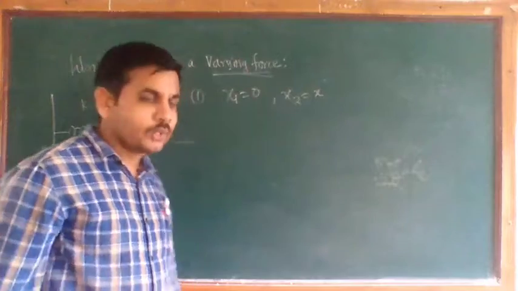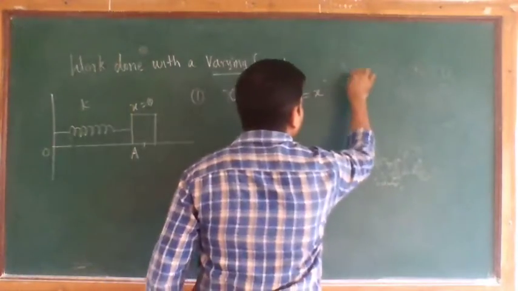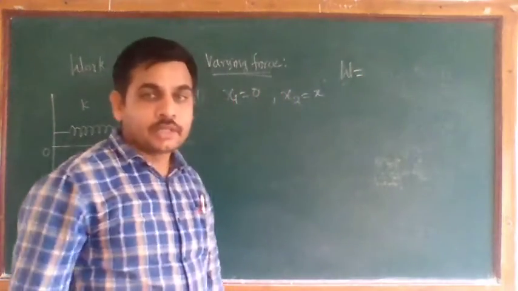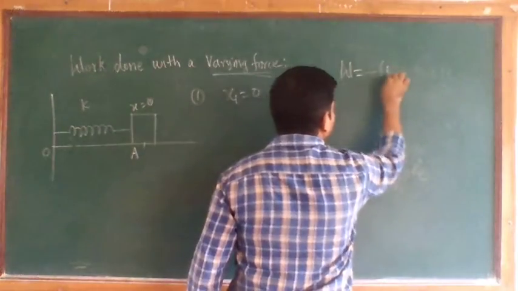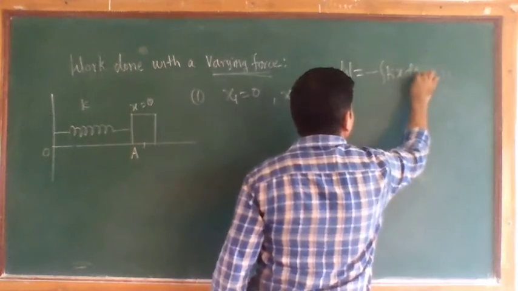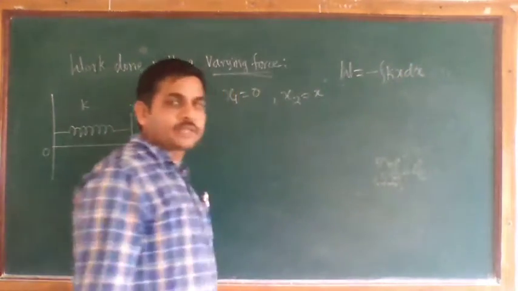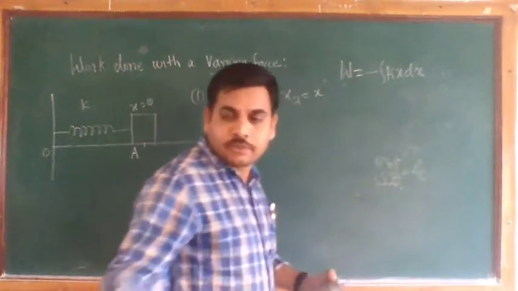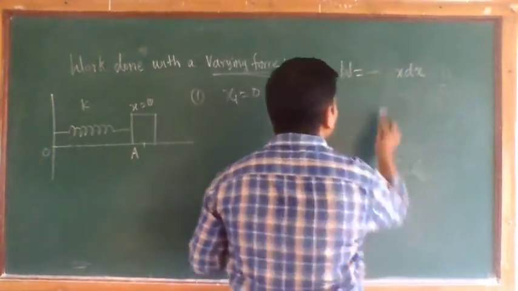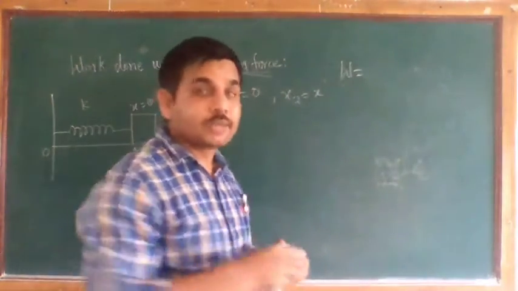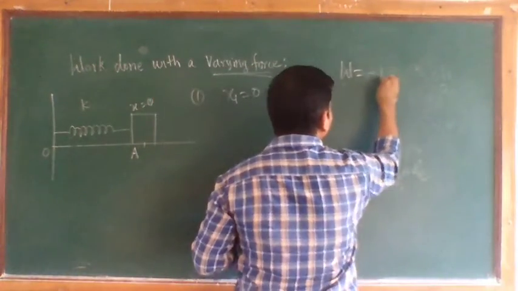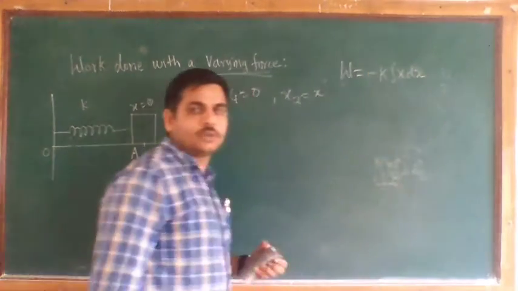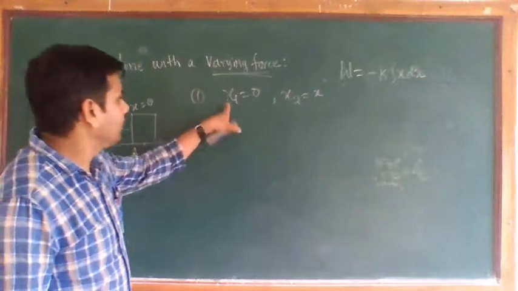Now we have to find that. Here I am directly writing W is equal to minus integration of kx dx. In the general equation, W is equal to minus integration of kx dx. Because k is a constant, we can simplify and write minus k integration of x dx. Now we are solving the first condition.